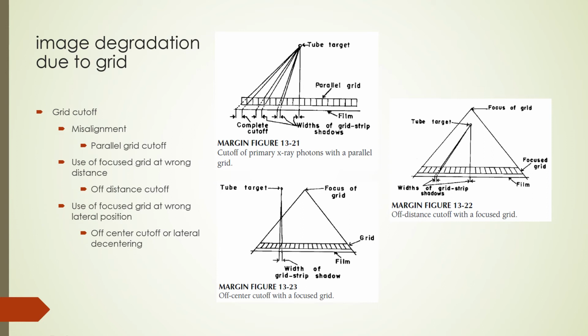The margin of error for target grid distance is narrow for grids with a high grid ratio and wider for grids with a smaller ratio. The effects of off-distance cutoff are more severe when the target grid distance is shorter than that recommended, and less severe when the target grid distance is greater. Off-center cutoff, or lateral decentering, happens when a focused grid is used at the wrong lateral position. These figures illustrate each of these scenarios.